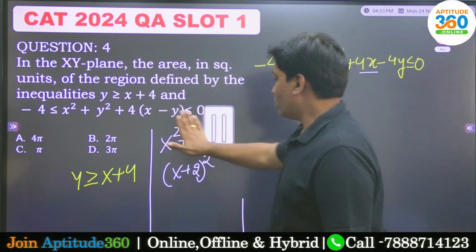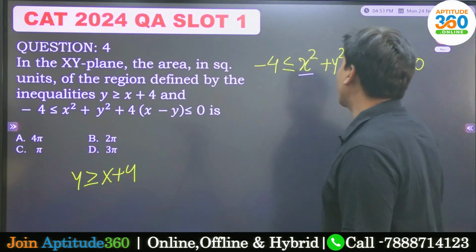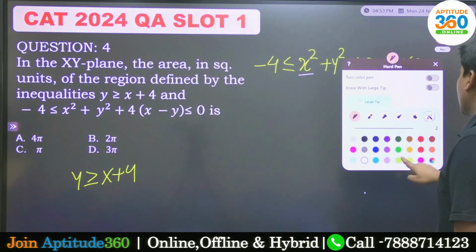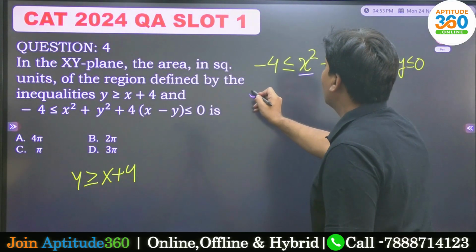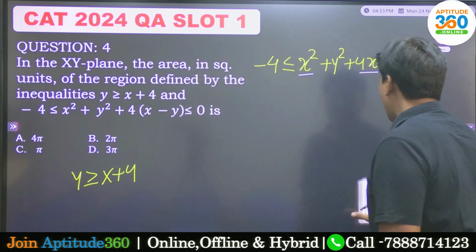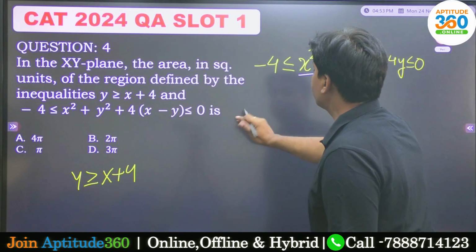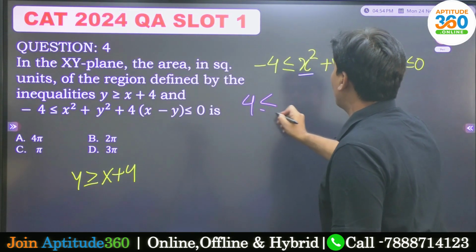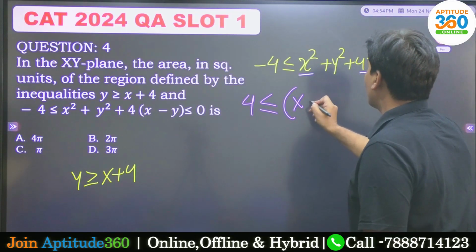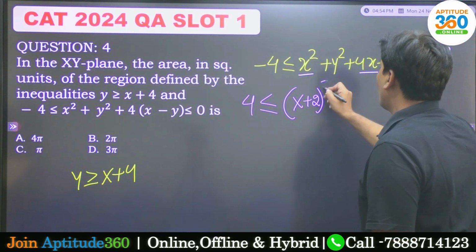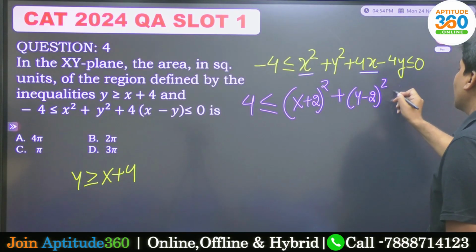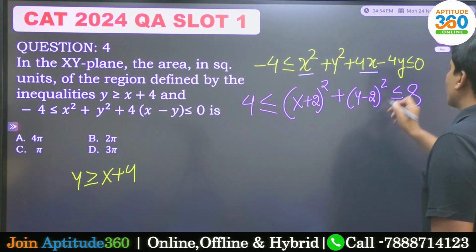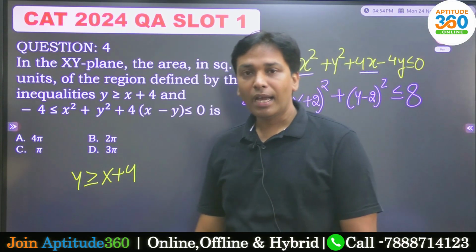If we do so, probably you're understanding what I am trying to do. So this becomes -4 plus 8, it becomes +4, and over here you have x plus 2 whole square plus y minus 2 whole square, and on this side, since it was 0, 0 plus 8 becomes 8.